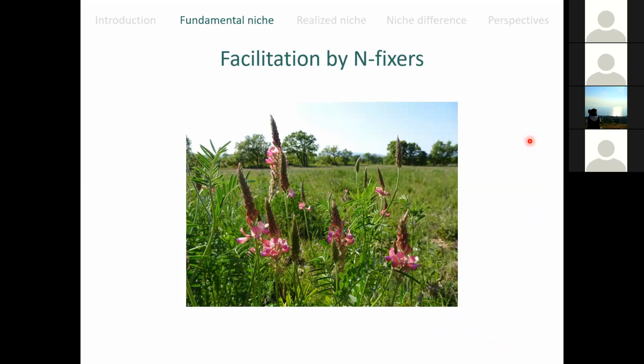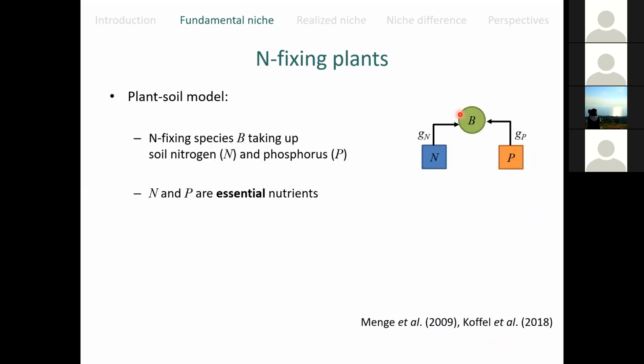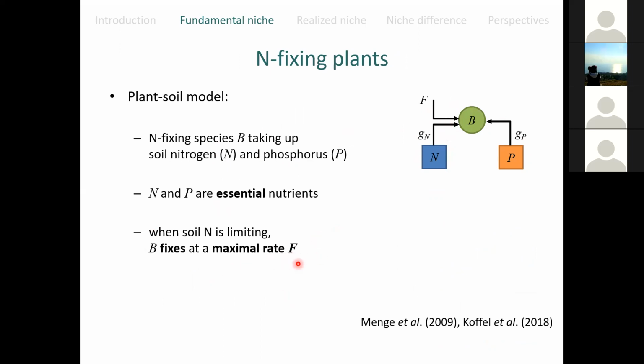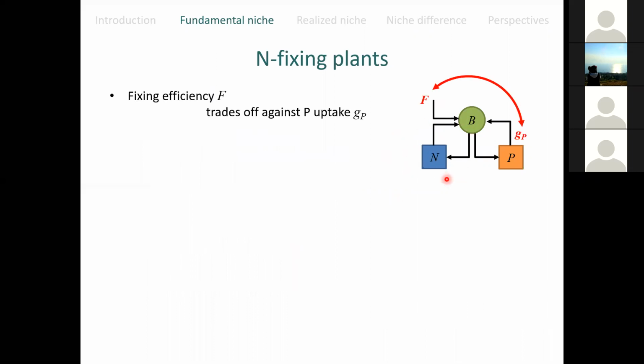Okay, let's now move on to the second example, facilitation by nitrogen fixing species. So let's consider now two limiting factors, nitrogen and phosphorus, so it's a classic Tillmanian-like setup. But now we'll assume that some of my species will be able to fix nitrogen up to a certain rate that's given by this maximal rate F. When soil N is too limiting, they can switch to N fixation. And because there's some recycling in my system, some of the nitrogen ends up being reinjected in the loop, and this can lead to these feedbacks, as you see.